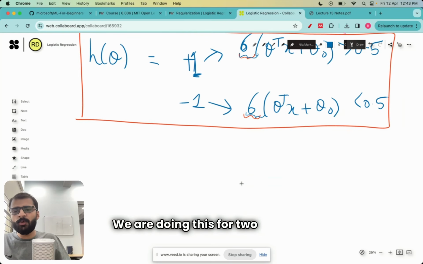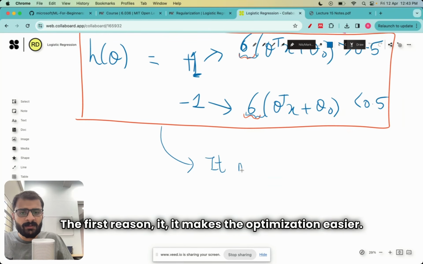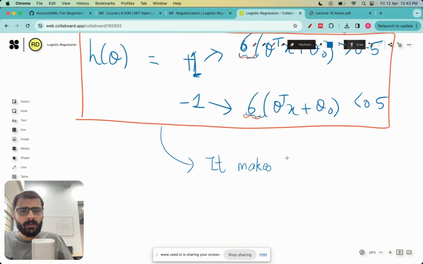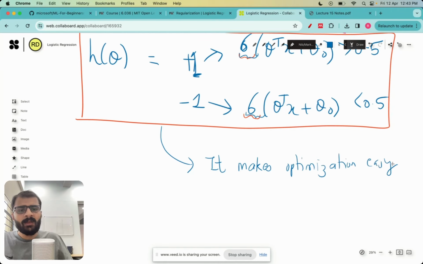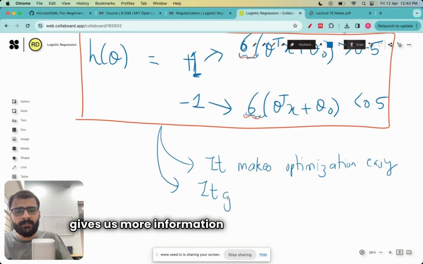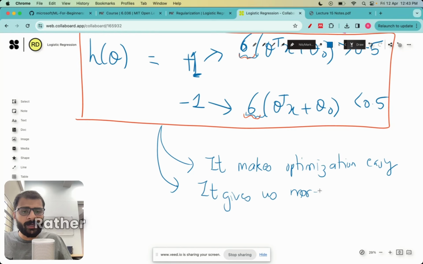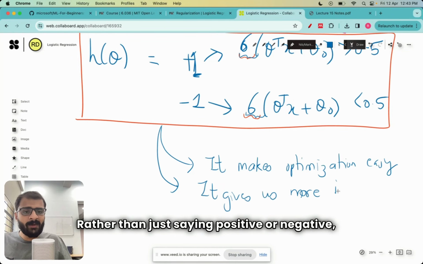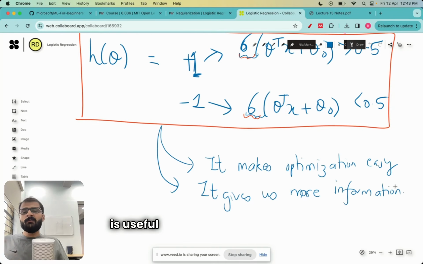We are doing this for two reasons. The first reason, it makes the optimization easier. That's the first reason. And the second reason, as I mentioned, it gives us more information about whether we are correct for a particular point or not. Rather than just saying positive or negative, it gives us answers on a continuous scale, which is useful for our ML algorithm later.